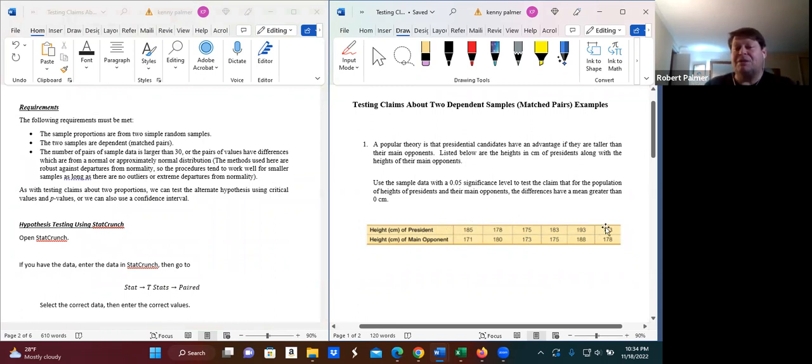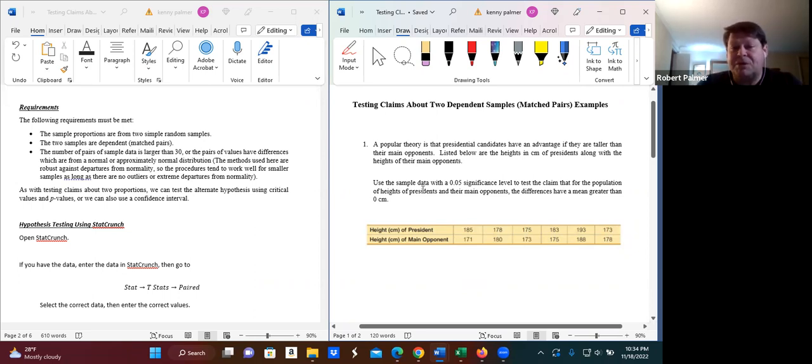So this column gives the heights of the presidents, and then in each year, this was the height of that person's opponent. And once again, this is why they're called matched pairs, because these samples are not independent of each other. So it makes no sense to compare just the average of this column versus the average of this column. We're trying to test year by year, in a sense.